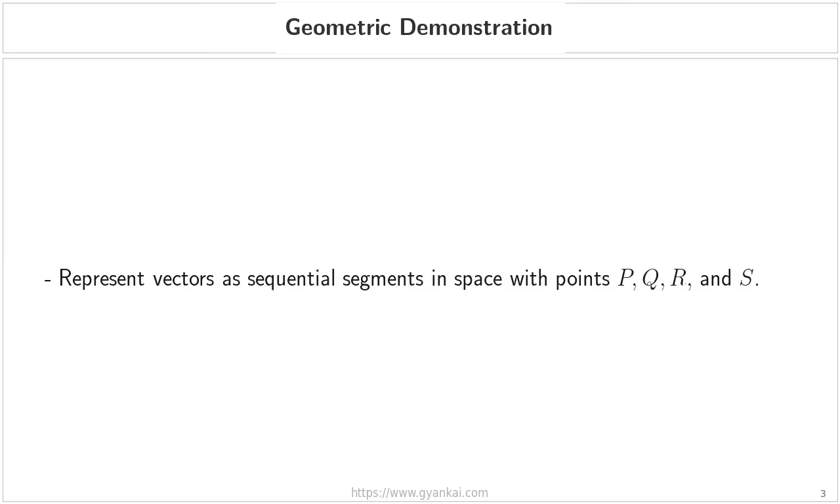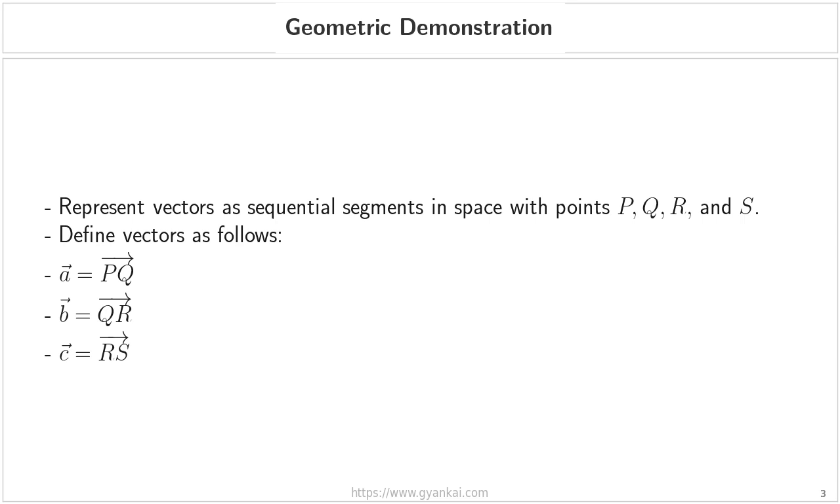Geometric demonstration. Now that we understand the mathematical definition of the associative property, let's move from the abstract formula to a visual geometric demonstration. To do this, I want you to imagine a series of connected arrows or sequential segments stretching through space. We will label the endpoints of these segments with the points P, Q, R, and S. To make our proof precise, let's define our three vectors clearly.